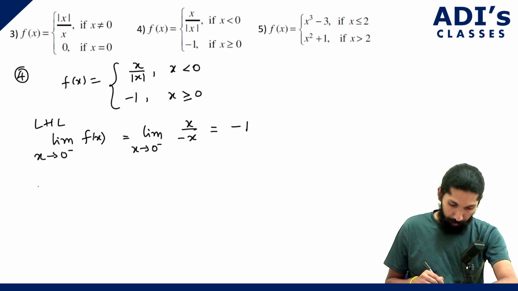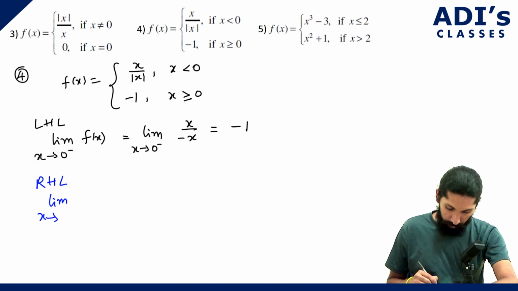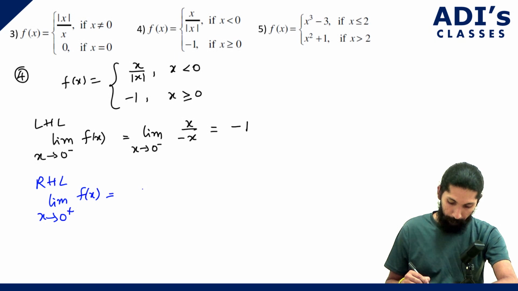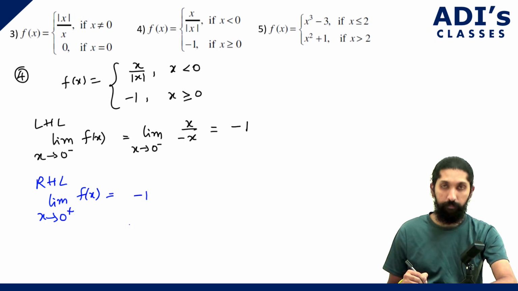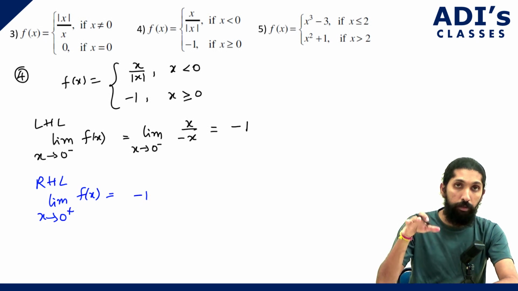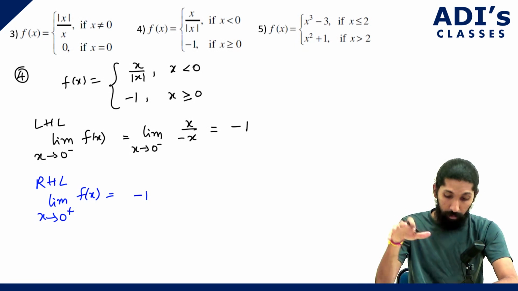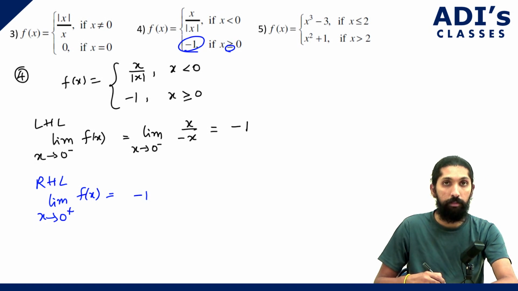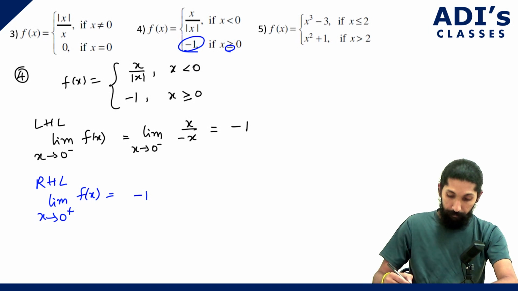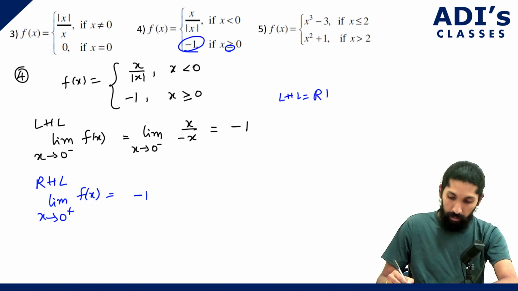So for the RHL part now, limit as x tending to 0 plus f of x, right? Now the value is given as minus 1 itself, right? What is the value of the function at x is equal to 0? See, this equal to 0 is here, and it is minus 1. So what do we have? We have LHL is equal to RHL is equal to f of 0.